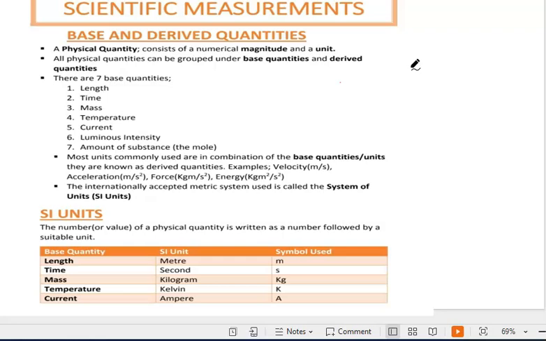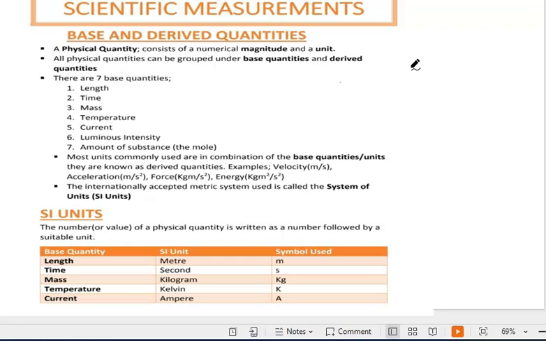So the subject for today is physics, and we'll look at the topic called scientific measurements. Very interesting topic, especially that in our daily activities we do measurements. We rely so much on measurements, so I encourage you to pay more than usual attention to our discussion under this topic called measurements. Under measurements, colleagues, we will look at the base and the derived quantities that we use.